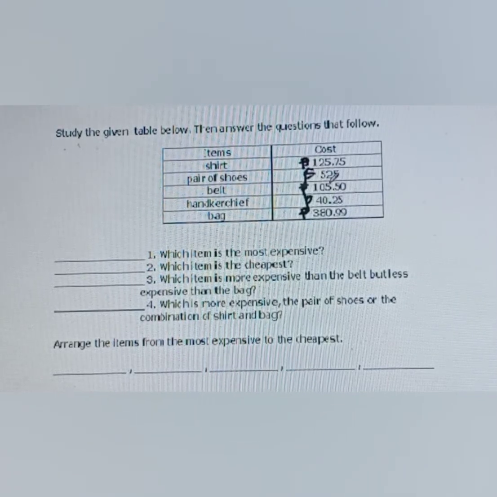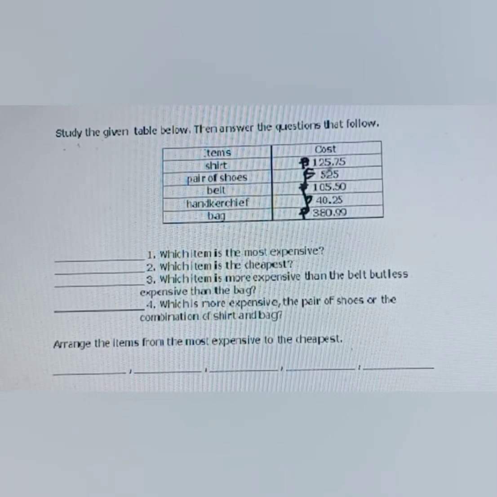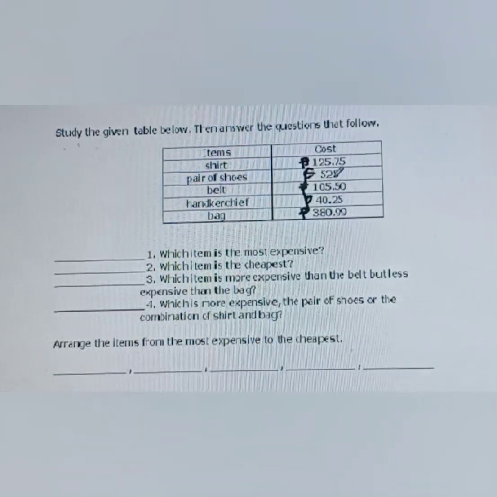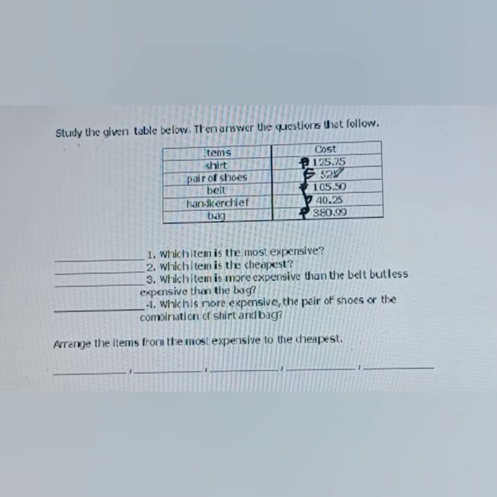So again, all you have to do is to compare first the whole numbers, okay? Since the whole numbers are not the same, just compare the whole numbers. You don't need to compare the tens or the hundreds digits, okay? So let's start with the first question.